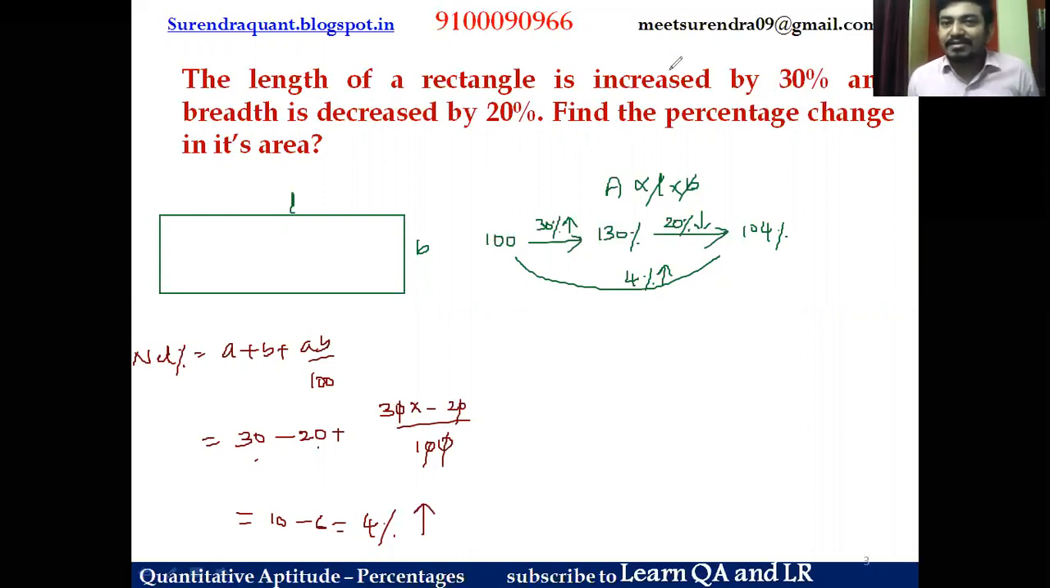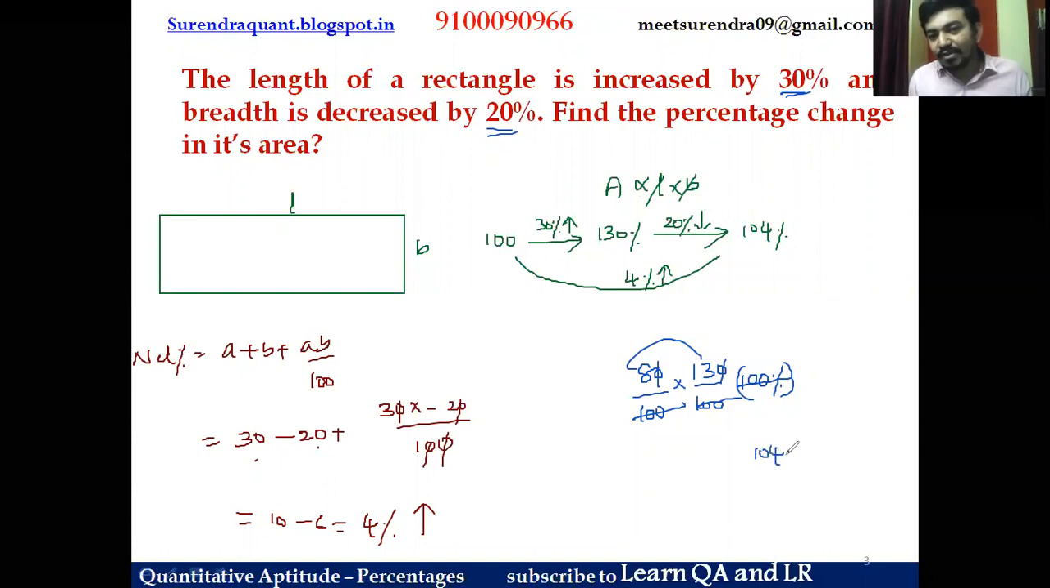There is one more model, the successive percentage changes model. What is that? If 100% area is there, initially the area increased by 30%. So what is the area? 130%, guys. And breadth decreased by 20%. So the new area is 80% of that. Increase means plus, decrease means minus. So 100, these two zeros cancel. 13 into 8 is 104%. So what is the net increase, guys? There is a 4% increase. So in this way, you can do it in various methods, right? Let's go for the next application.